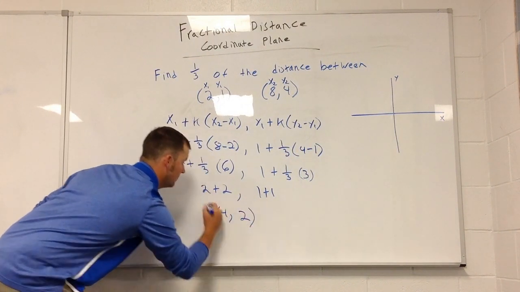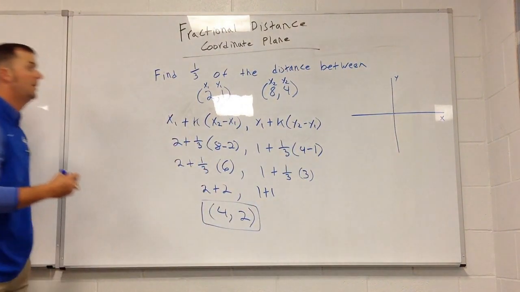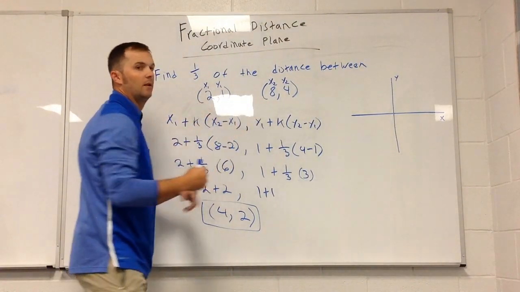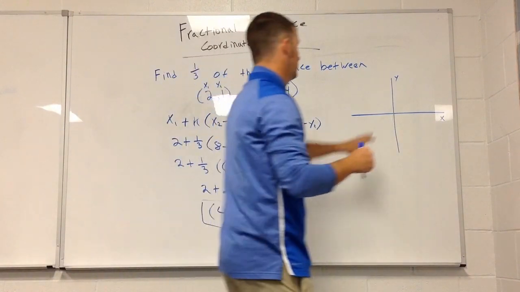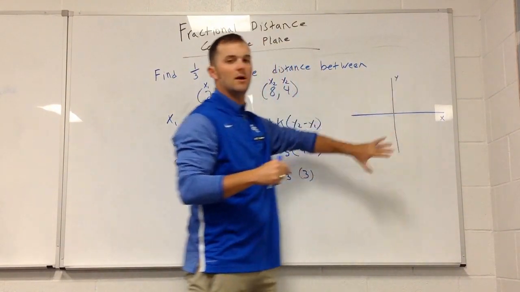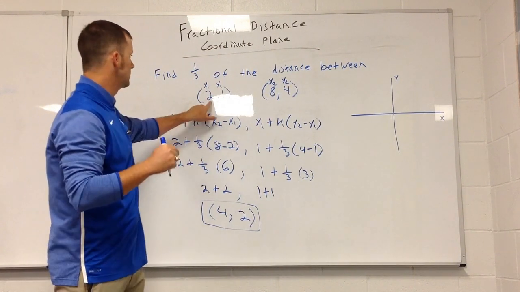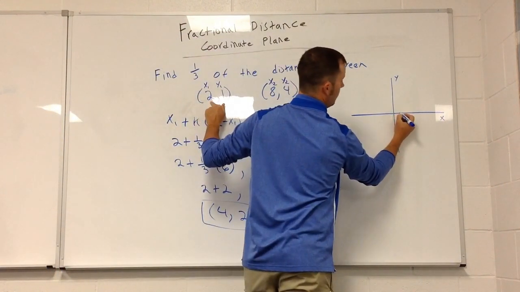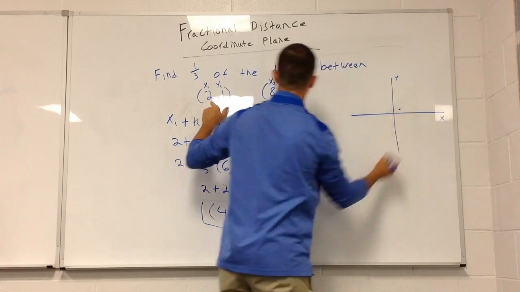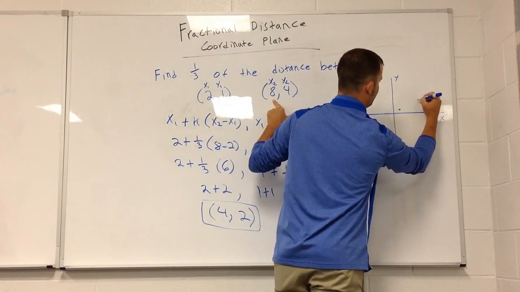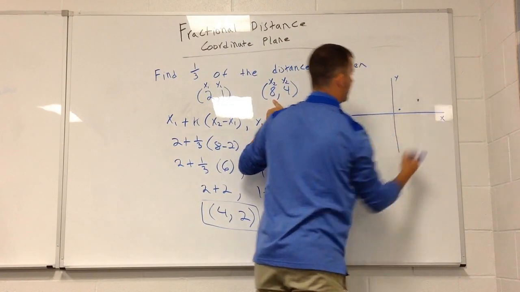So ladies and gentlemen, what you have here is the coordinate of 1/3 of the line between 2, 1 and 8, 4. If you look over here at this little coordinate system I drew, it's not going to be perfect, I'm just drawing it so we can get a visual. For 2, 1, if I go over 2 and up 1, it's going to be about right here. And 8, 4, if I go over 8 and up 4, is about right here. It's going to look something like this.